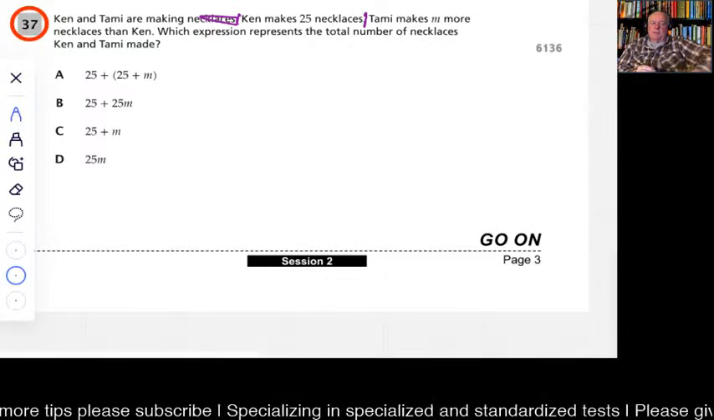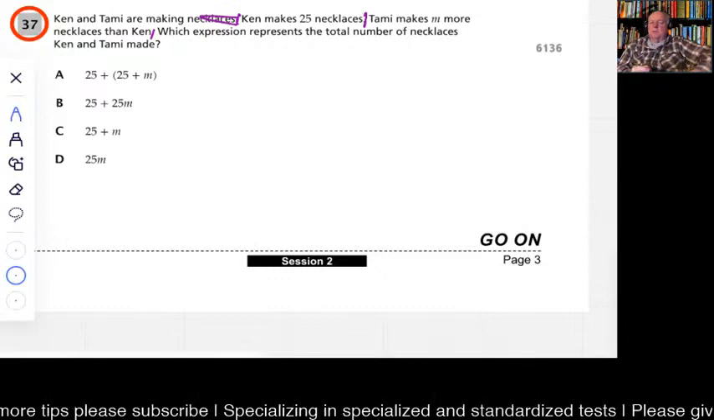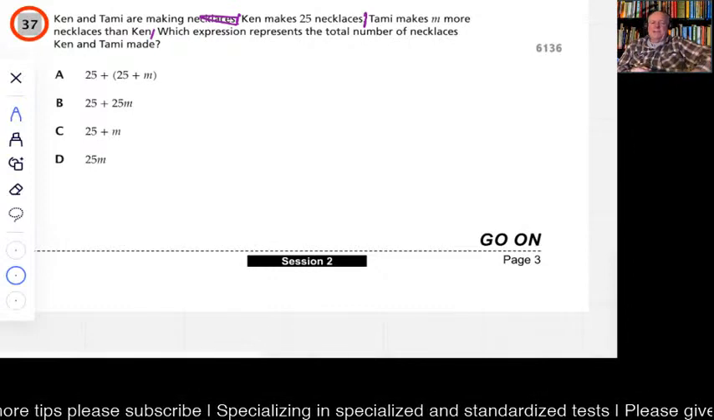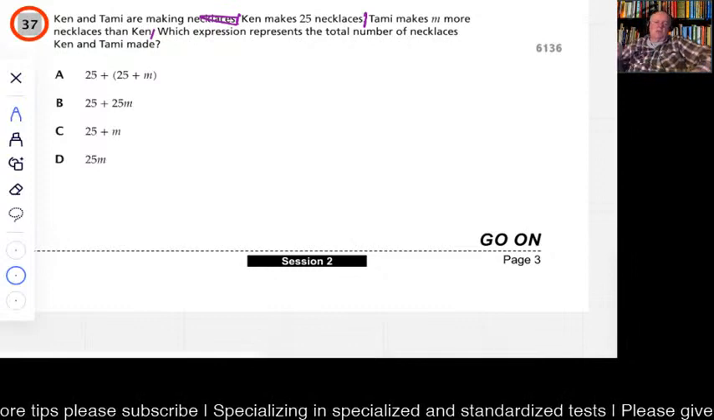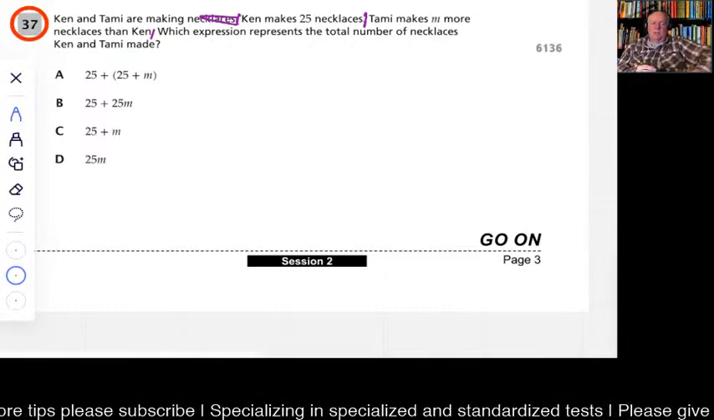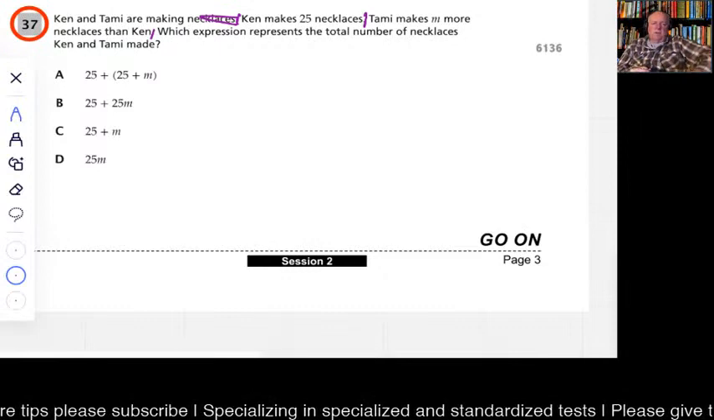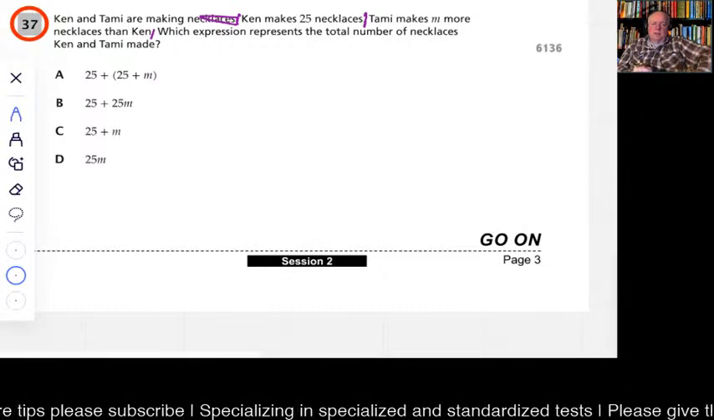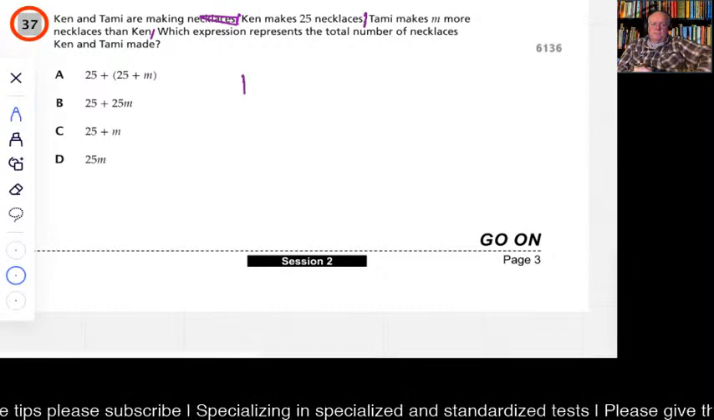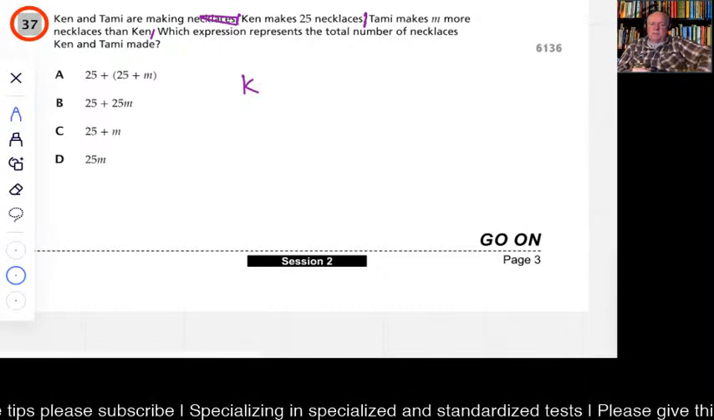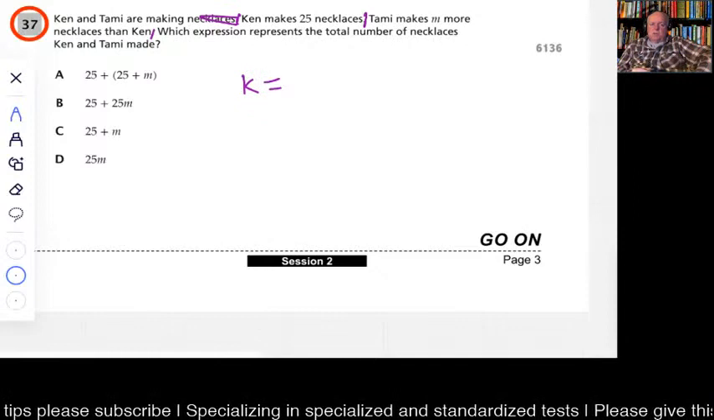Okay, now we're getting slightly confusing. What are they talking about here? Ken made 25, Tammy makes M more? What? Okay, so let's just stop and try to understand this. Ken and Tammy are making necklaces, so that's just feeder info. There's nothing really mathematical there. Ken makes 25, so Ken is a 25 necklace maker.